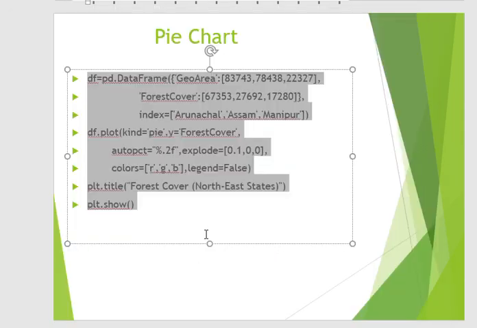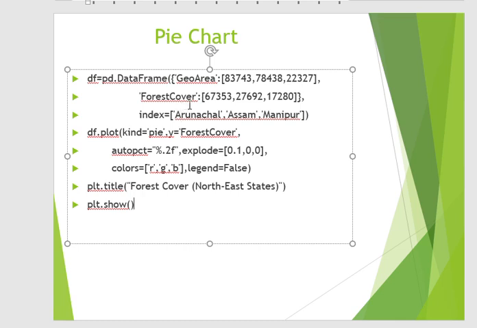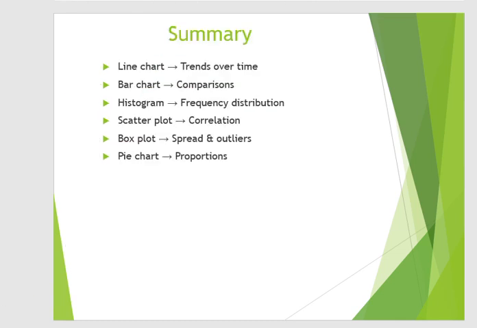Let me show you the coding once again. We have used forest cover like this. This is an index, these are three states, plotting pie with forest cover, then autopct equals percent point one f, explode the values this way, using the colors red, green, and blue. Legend equals false, and the heading is given as forest cover of northeast states, and then show. That's all from my side.